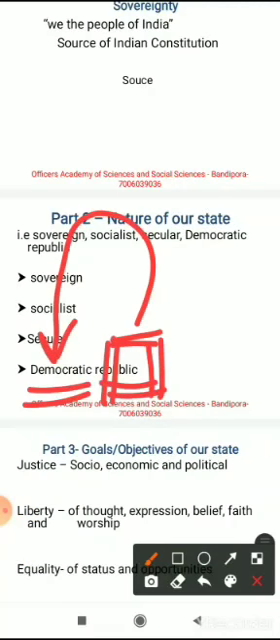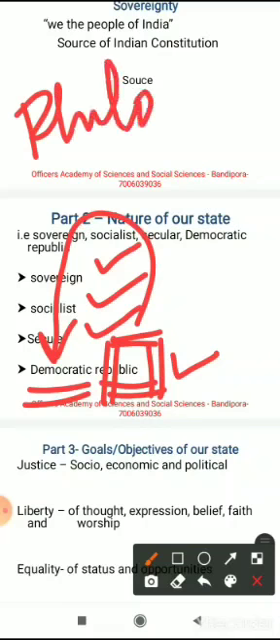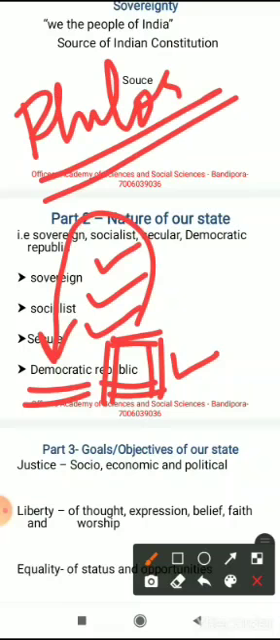So this explains the second part of the Indian Constitution, that is, sovereign, socialist, secular, democratic republic. If you are asked to give the philosophy of the Indian Constitution, you have to explain all these words one by one. That will explain the philosophy of the Indian Constitution.